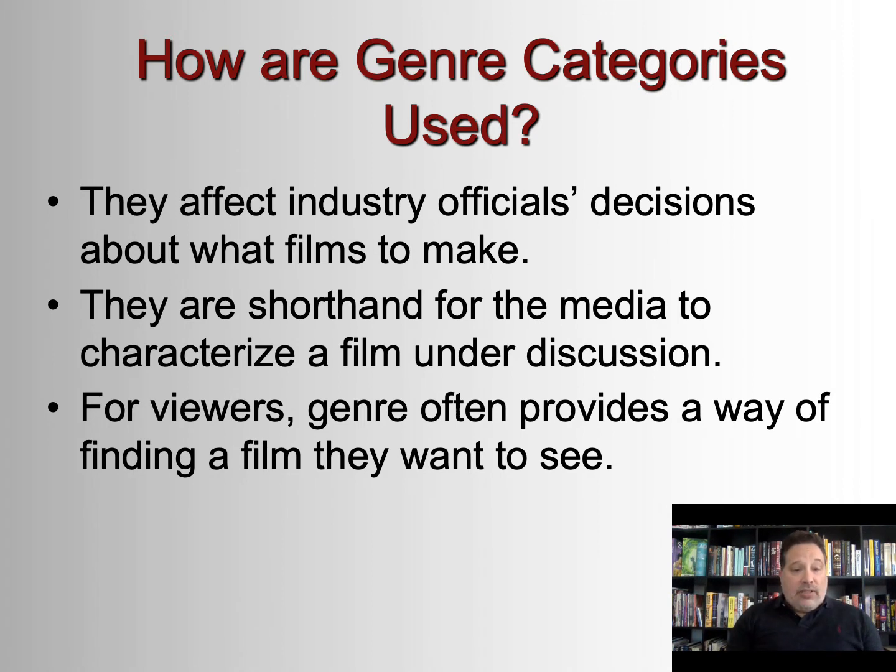And as we discussed, genre categories affect industry officials' decisions about what films to make. And I think we all know that the films that get made in Hollywood today are comic book films, right? For the most part. Especially as major studios have made fewer and fewer movies each year and over the preceding decades. They've made fewer movies, and their movies have gotten bigger and more expensive, and they've been aimed at global conquest.